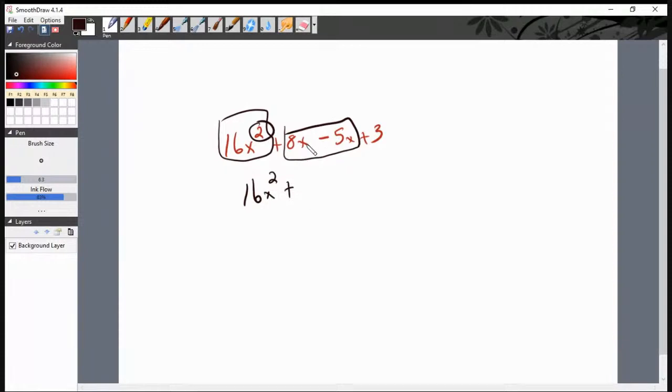Plus, now the 8x minus 5x, these are like terms, so we can subtract these. It's going to give us 3x, 8 minus 5, plus 3. We just bring down the 3 because you can't do anything with it. So 16x to the second power plus 3x plus 3. That's it. If it has the same variable and the same exponent, then we can work with that.